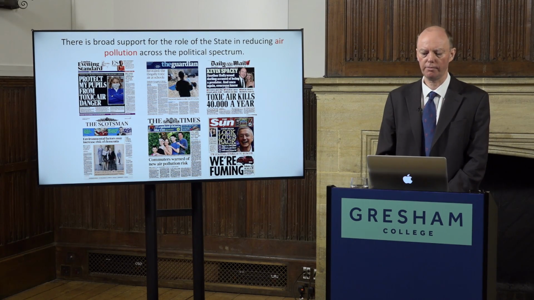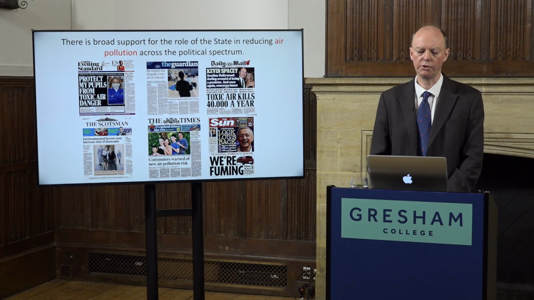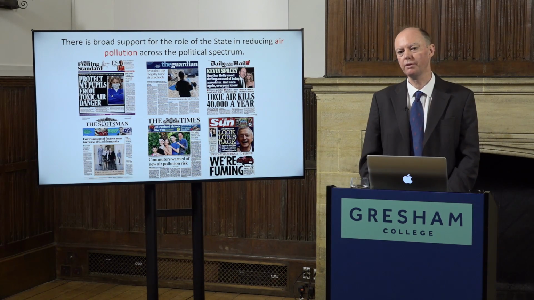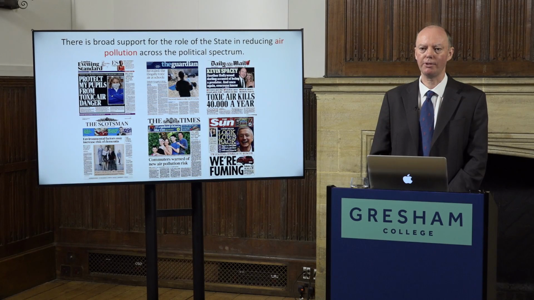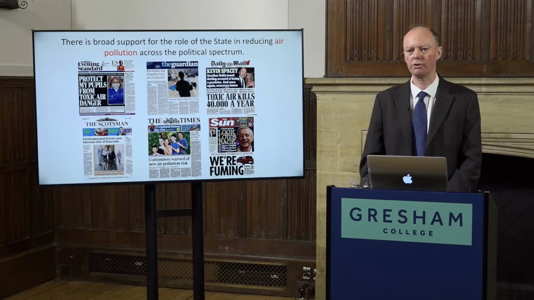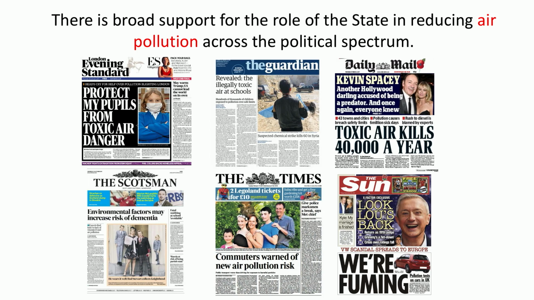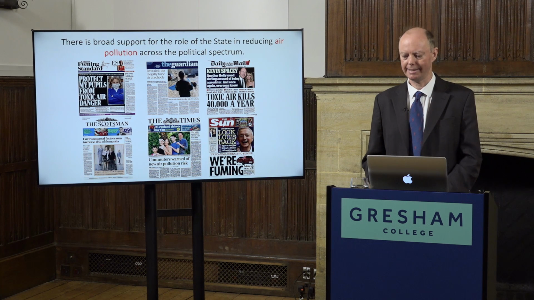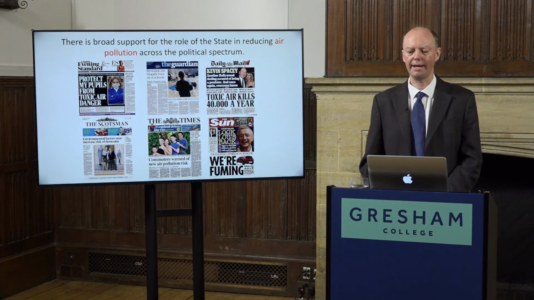The second area, and these are much more discrete areas, is that there is broad support for the role of the state in reducing air pollution across the political spectrum. And I've just shown some front pages from newspapers which are not always politically in exactly the same place. And again, this makes complete logical sense, because it is impossible, really, to reduce the risk of outside air pollution for me and my family without also reducing it for you and your family. This is an area where individual action will not work. So you have to actually operate at a societal level, and the state can allow that to happen.